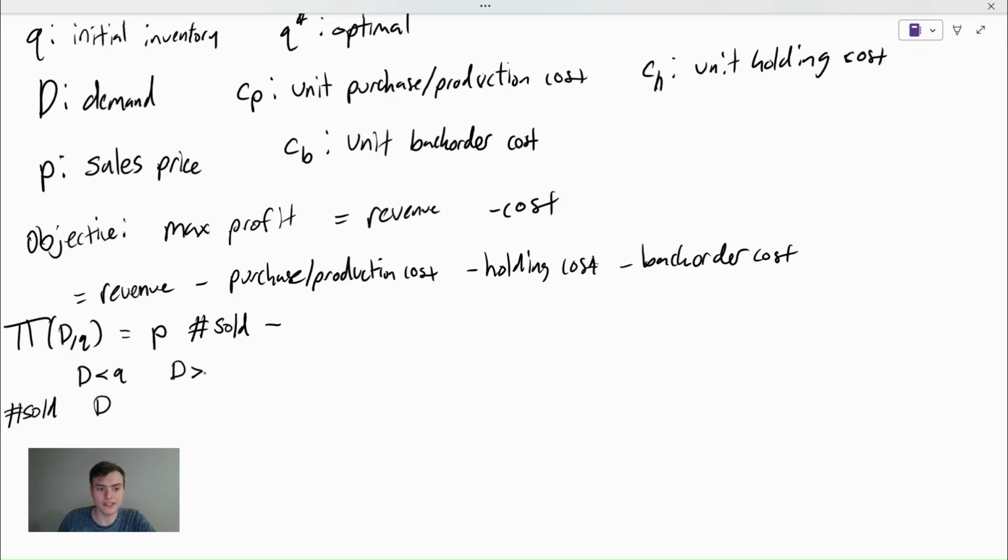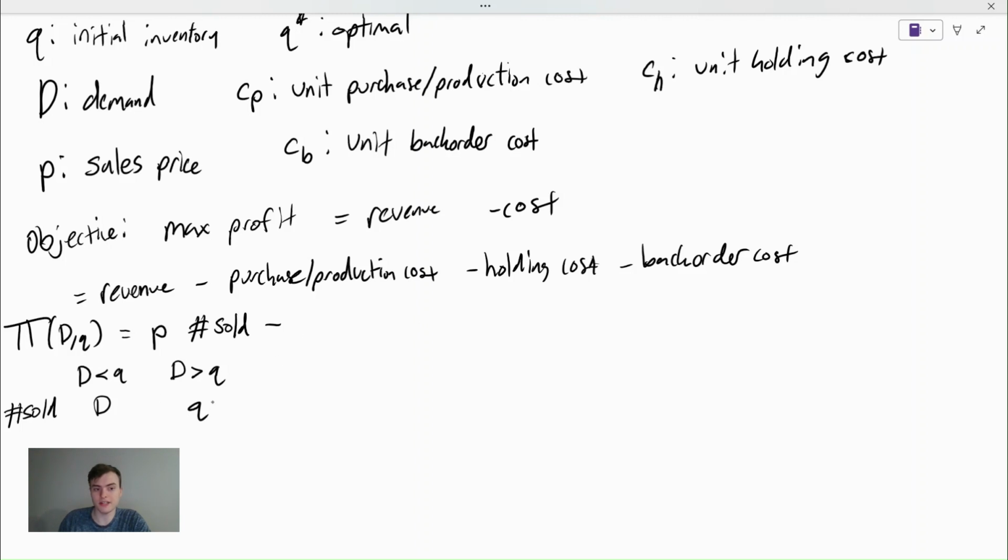The other case is when D is greater than Q. And in the discrete case, there is the D equal to Q case. But really, that's not important to distinguish, because the cases are going to be equivalent. So this would be the same as if we had a less than or equal to sign, but let's just say D strictly greater than Q. That means we have more customers than inventory. So how much we're able to sell is simply our inventory.